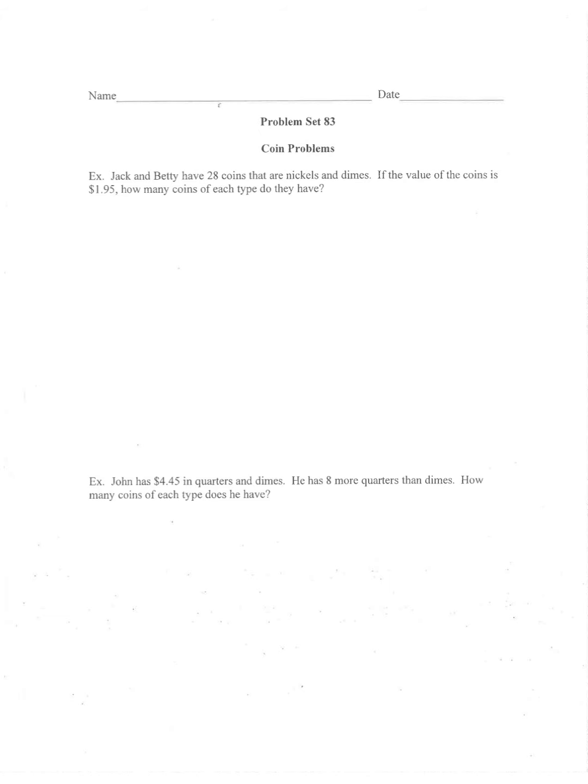In the first example, we have Jack and Betty. They have 28 coins that are nickels and dimes. If the value of the coins is $1.95, how many coins of each type do they have? Well, if we take two variables and we designate them as each coin, that's going to help us get started. So I'm going to let x equal the number of nickels and I'm going to let y equal the number of dimes.